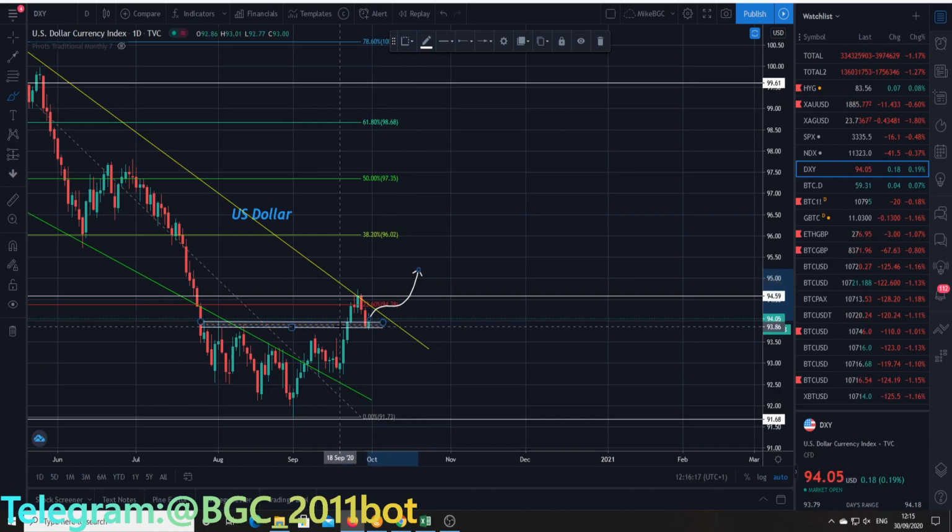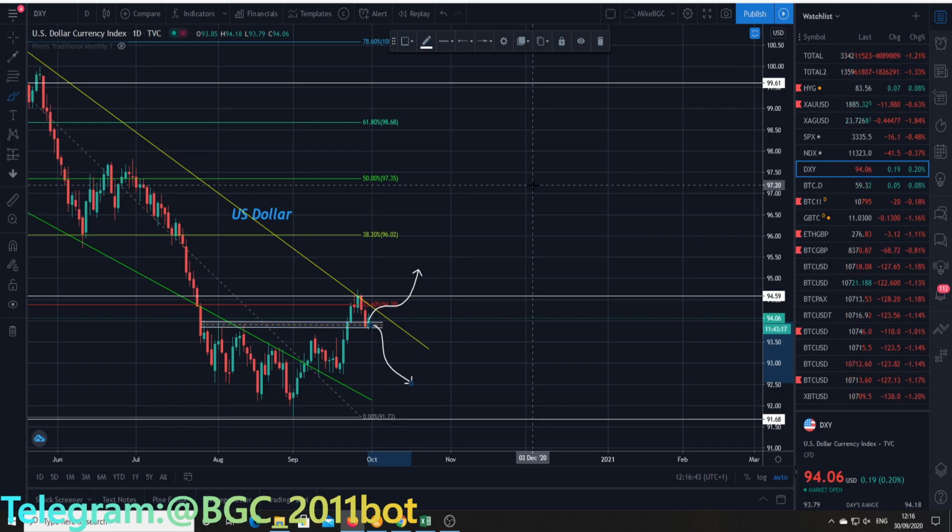But if this zone cannot hold the value of the US dollar and it falls more to the downside, I think this is another opportunity for the cryptocurrencies and the stock market to make a huge run to the upside. I hope you enjoyed this video and I hope you can use them, and I'm really looking forward to seeing what's going to happen in October.